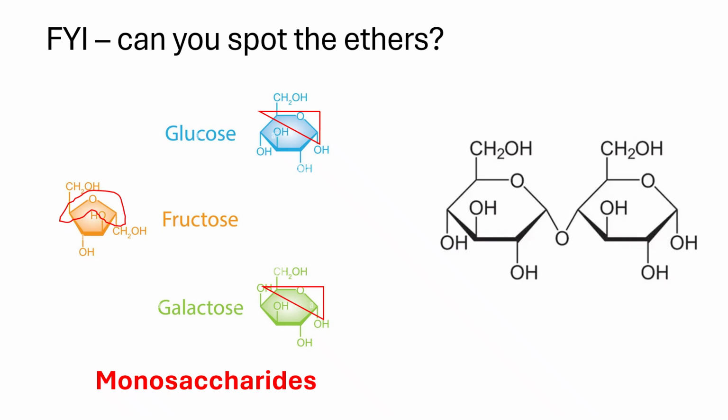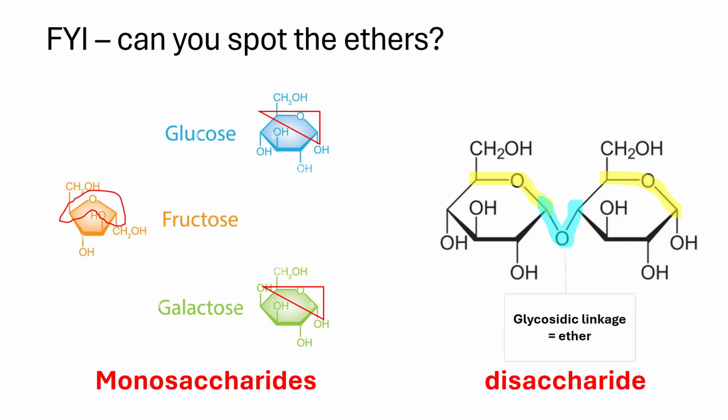And when you combine two monosaccharides together, it forms a disaccharide. Examples of them are sucrose, maltose, and lactose. And from each monomer, they have ether groups, but the linkage between two monomers, which biologists would know as a glycosidic linkage, is also an ether.